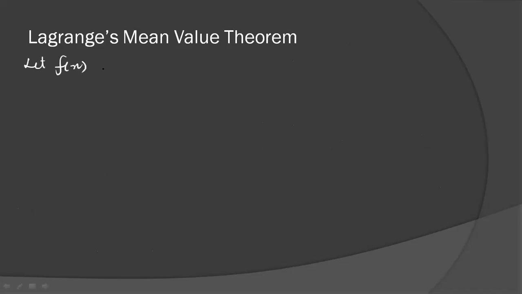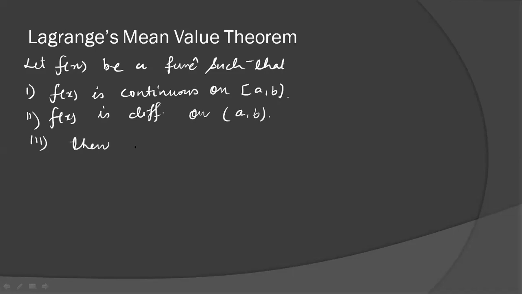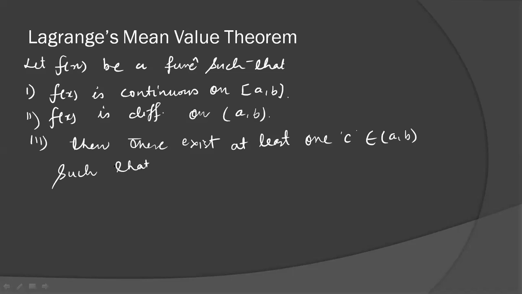Let f(x) be a function such that f(x) is continuous on the closed interval [a, b], and f(x) is differentiable on the open interval (a, b). Then there exists at least one c belonging to the open interval (a, b) such that f'(c) is equal to (f(b) minus f(a)) over (b minus a).